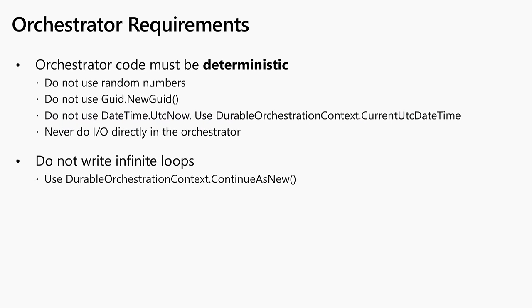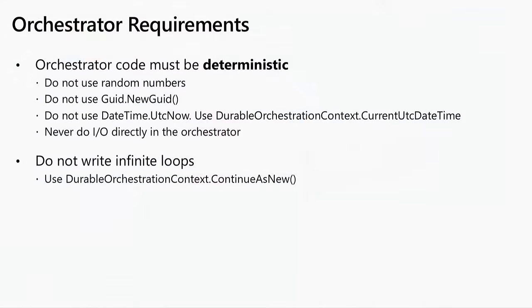There are a few gotchas with this workflow. So the orchestrator has a couple of requirements. The first one is that your orchestrator code must be deterministic, because every operation has to have the same result. It will be executed once, and then we will replay the same result. So what you don't want to do is don't use random numbers, don't generate GUIDs, don't do I/O directly in the orchestrator. The other one is don't write infinite loops, because what happens is we have an increasingly long history that we need to replay through, and that means that your execution time might increase as well.